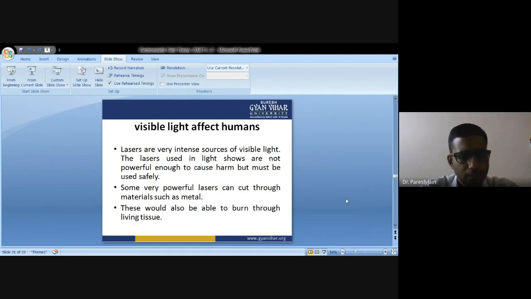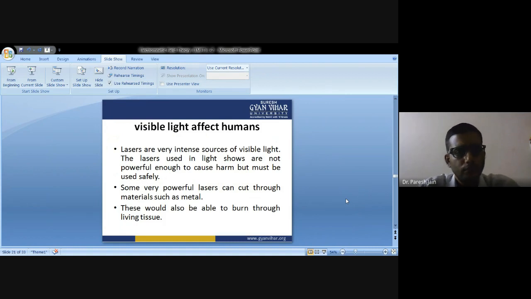Visible light affects humans. Lasers are a very intense source of visible light. Another application of visible light is lasers, and the lasers used in light shows are not powerful enough to cause harm, but must be used safely.